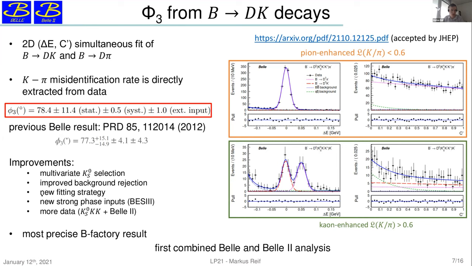So we have better K-short reconstruction, better background rejection. We now have this kaon and pion enhanced simultaneous fit. We're now also including the strong phases from BESIII. Before it was just CLEO, and we have more data. Overall, this is the most precise measurement from any B factory, and it's the first time that we did this combined measurement of Belle and Belle II data.